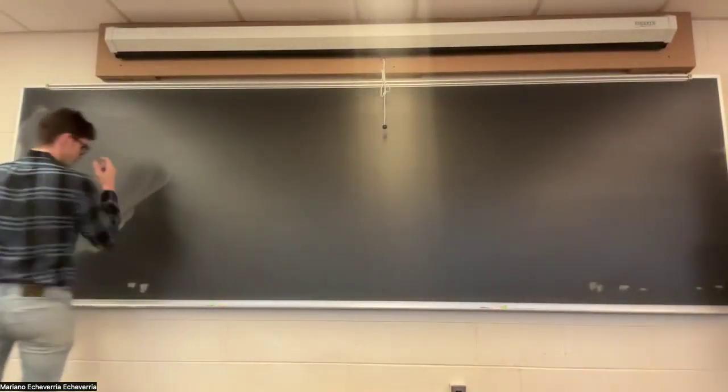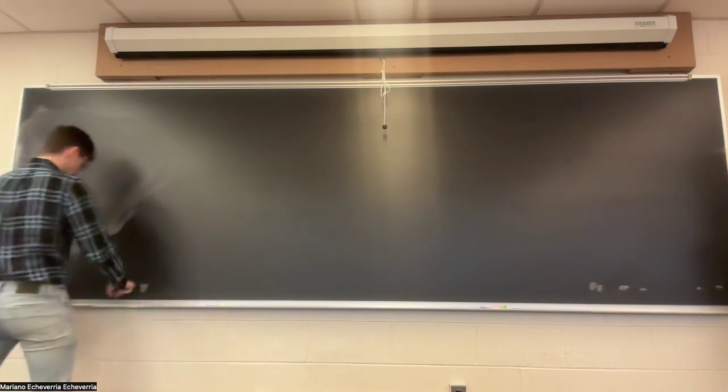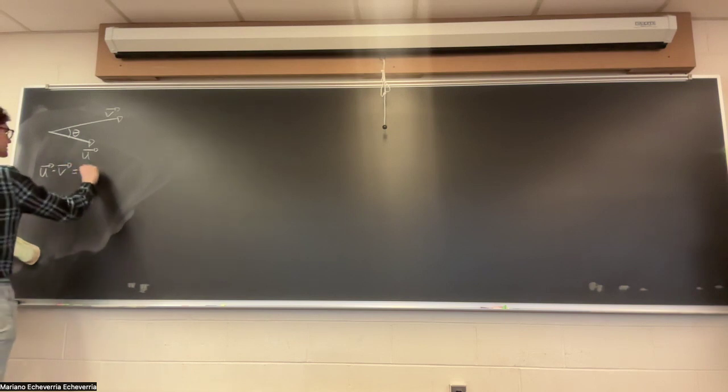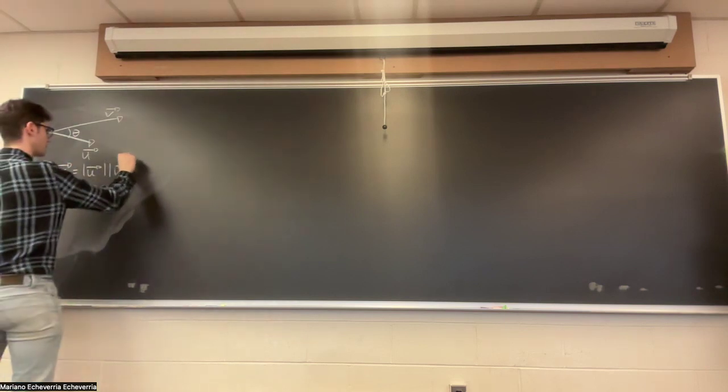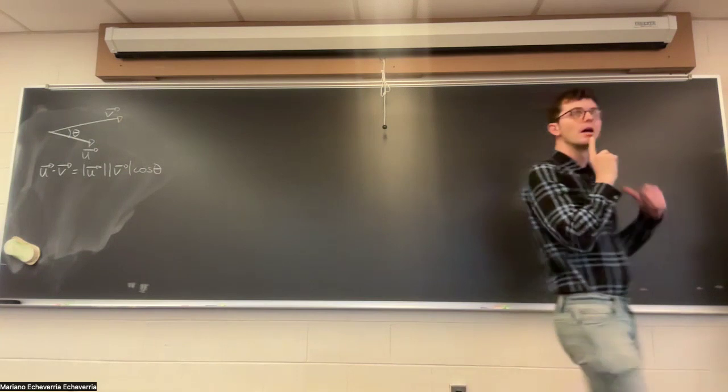The first thing I was going to do was just give you this alternative formula for the dot product because it's really useful. So let me just remind you what the dot product between two vectors is. You have a vector u, a vector v. There's an angle between them, and then the dot product is just the product of the lengths times the cosine of the angle between them.